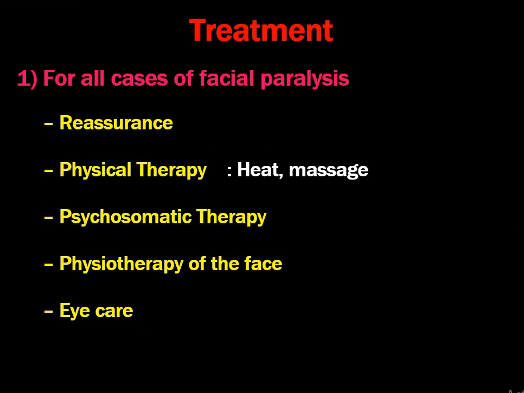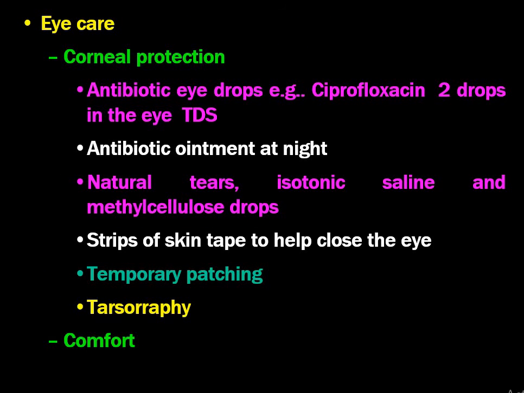How to treat a case of facial paralysis? For all cases of facial paralysis, we have to reassure the patient, and give physical therapy, psychotherapy, physiotherapy of the face, and eye care. How to do eye care? The important thing in eye care is corneal protection.